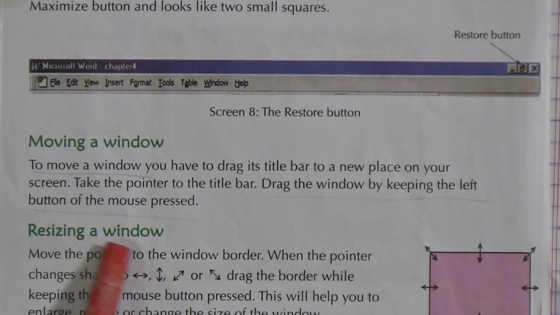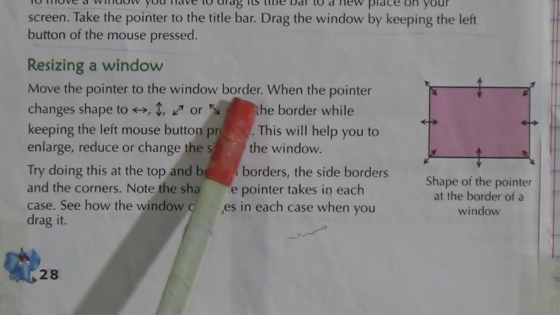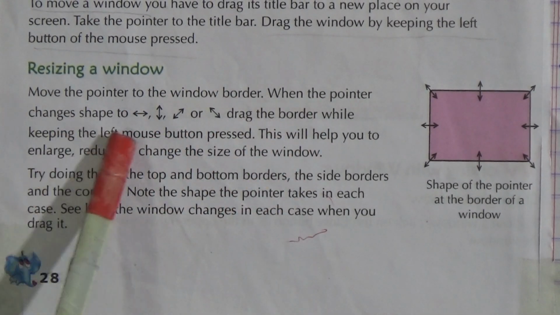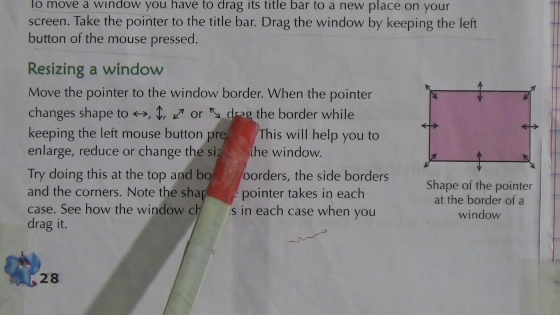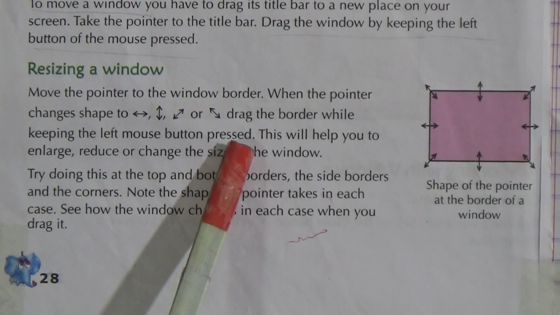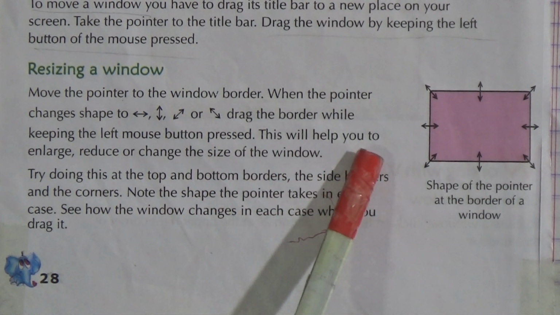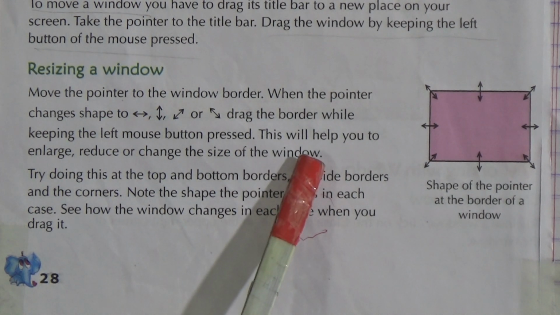Next, resizing a window. Move the pointer to the window border. When the pointer changes shape to this kind of arrows, drag the border while keeping the left mouse button pressed. This will help you to enlarge, reduce or change the size of the window.